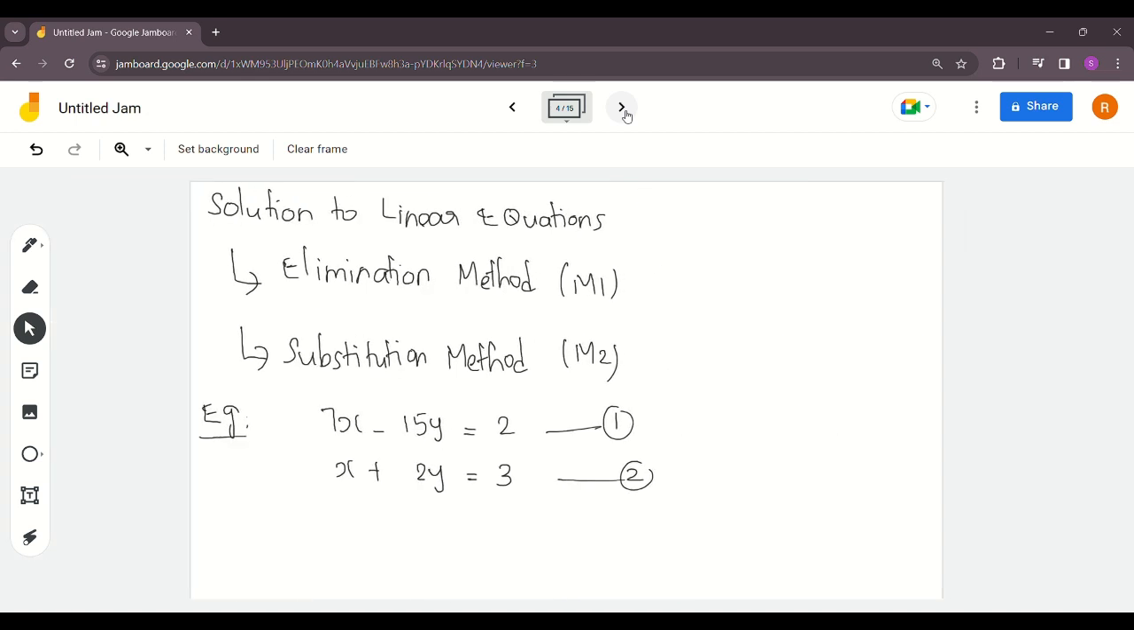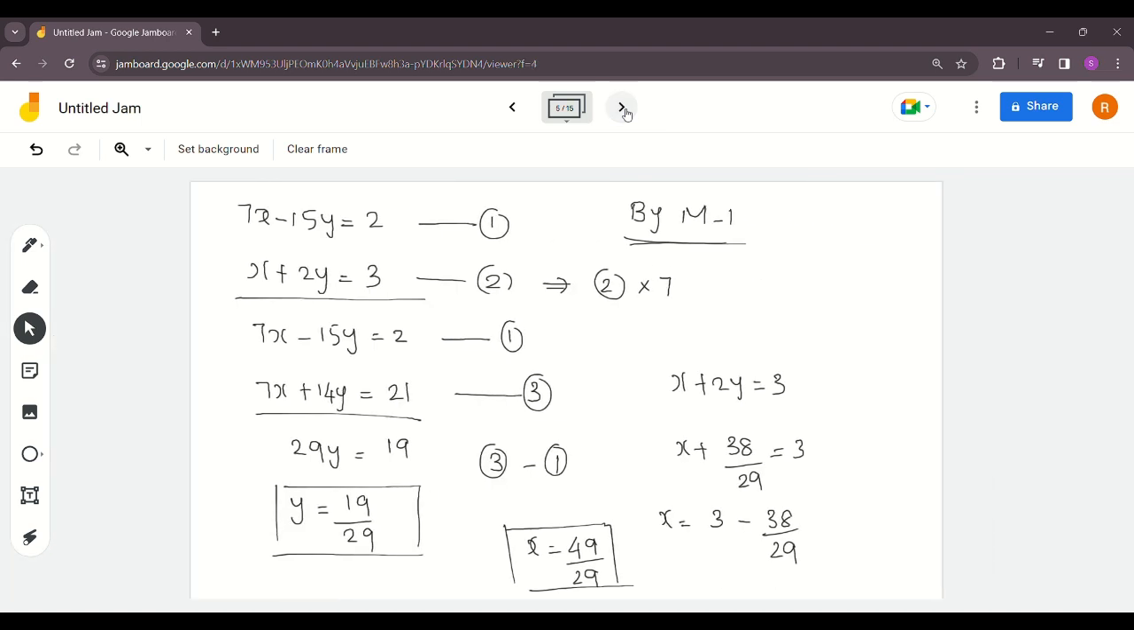Solutions to linear equations: elimination method and substitution method. There was one more method, cross multiplication, but that got deleted. So I have just marked these as m1 and m2. Now I have taken one example, 7x minus 15y equal to 2 and x plus 2y equal to 3, and solved it using both the methods. So now let us look at how.